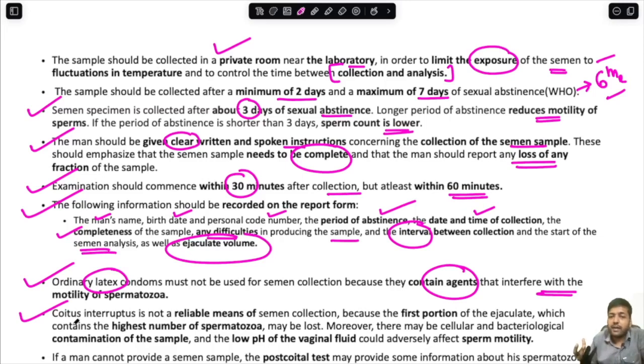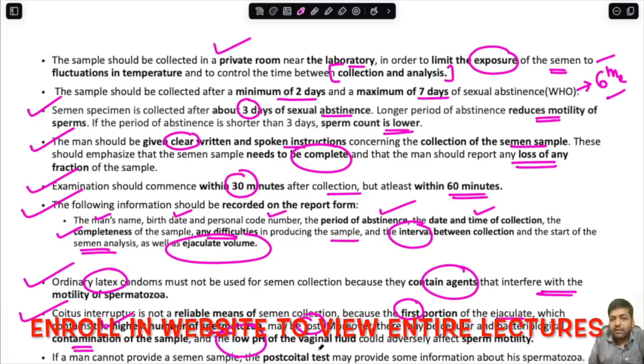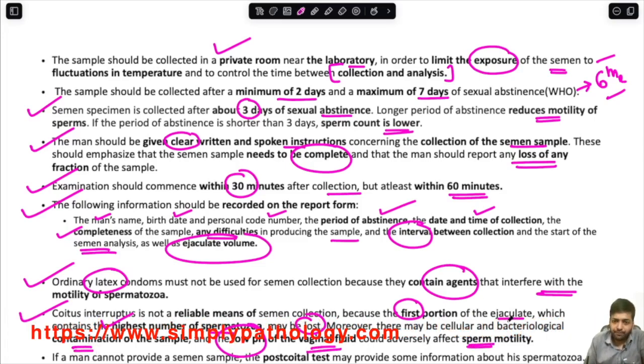What is coitus interruptus? When, at the time of climax, you pull the penis out of the vagina, that is coitus interruptus, for collecting. Why is it not a reliable means? Because the first portion of the ejaculate, which contains the highest number of spermatozoa, may be lost. Moreover, there may be cellular and bacteriological contamination of the sample, and the low pH of the vaginal fluid could adversely affect the sperm motility.